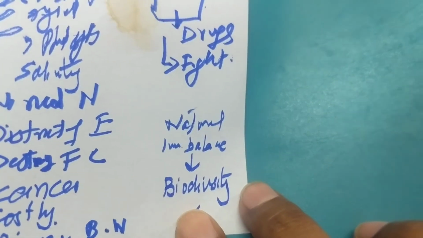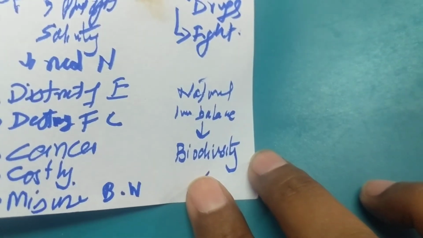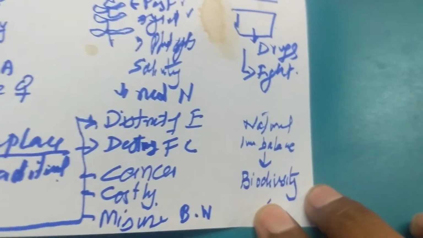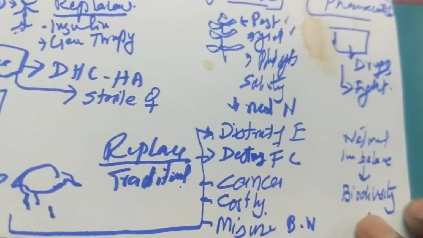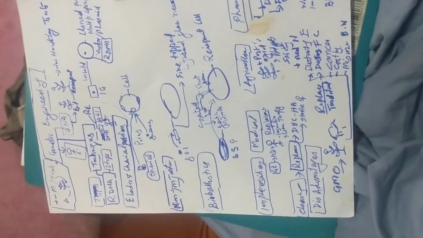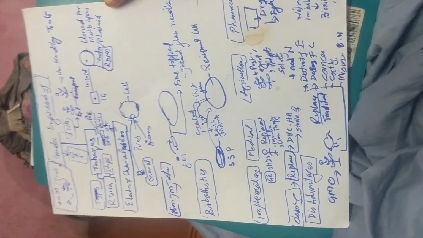Then they disturb the natural balance, and ultimately biodiversity is disturbed or changed, which is injurious to nature. So this was all about genetic engineering, its advantages, its disadvantages, its techniques, and its implications. Thank you.